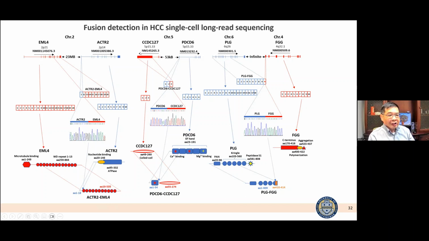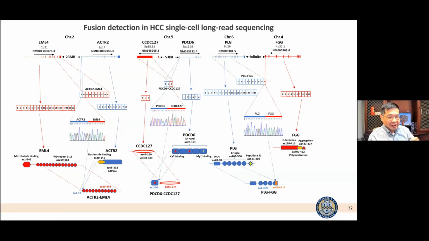CCDC127 is a so-called coiled-coil containing domain protein, and PDCD6 is a programmed cell death protein, kind of an interesting name. But after the recombination, the cell death domain is gone. Only the calcium binding domain with the coiled-coil domain is left. So obviously, it produces huge structural changes for both PDCD6 and CCDC127.